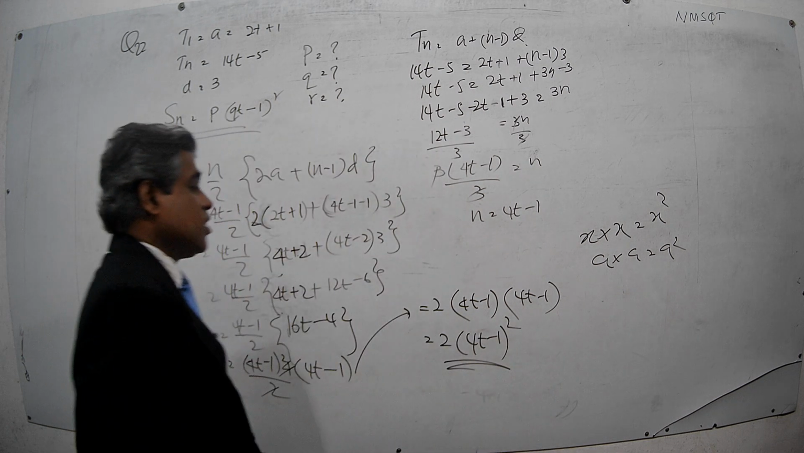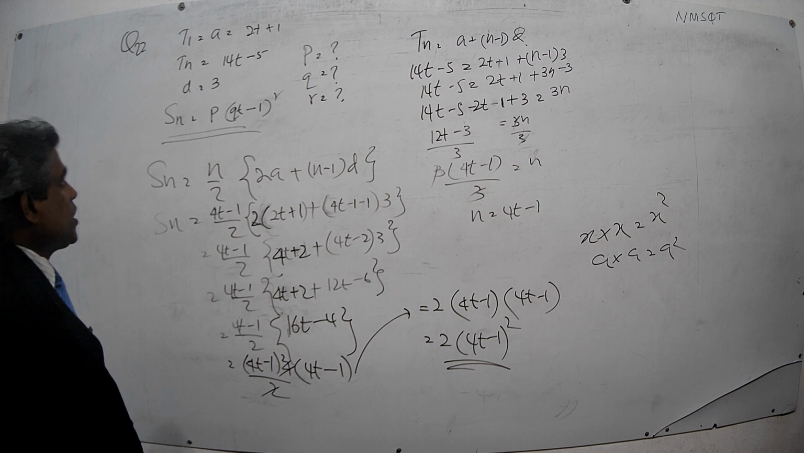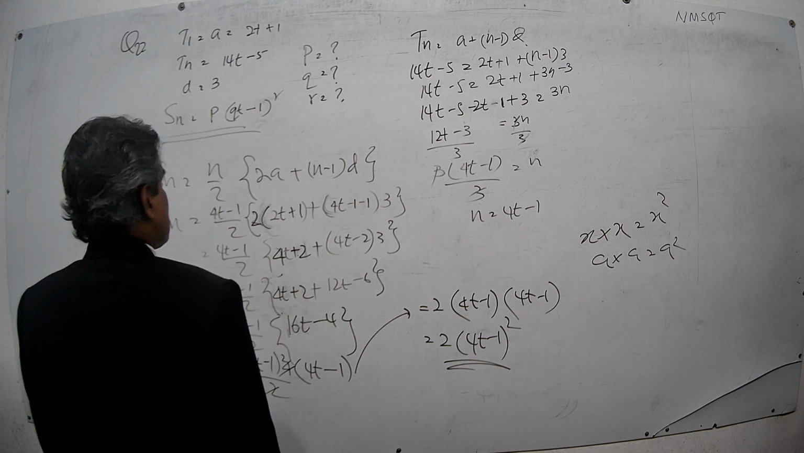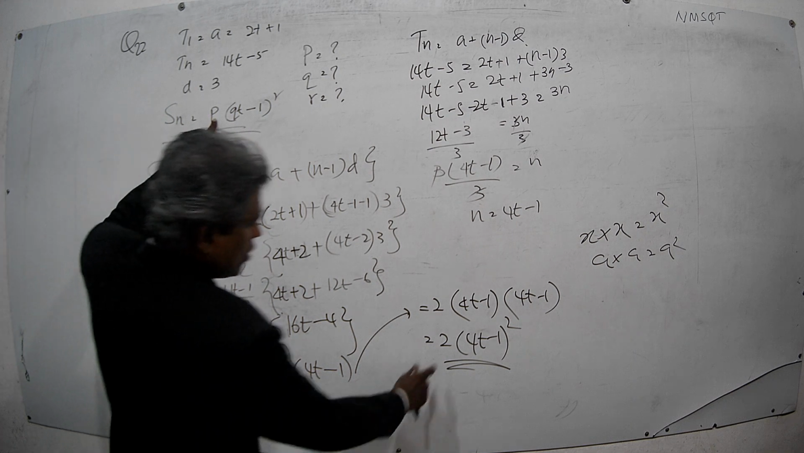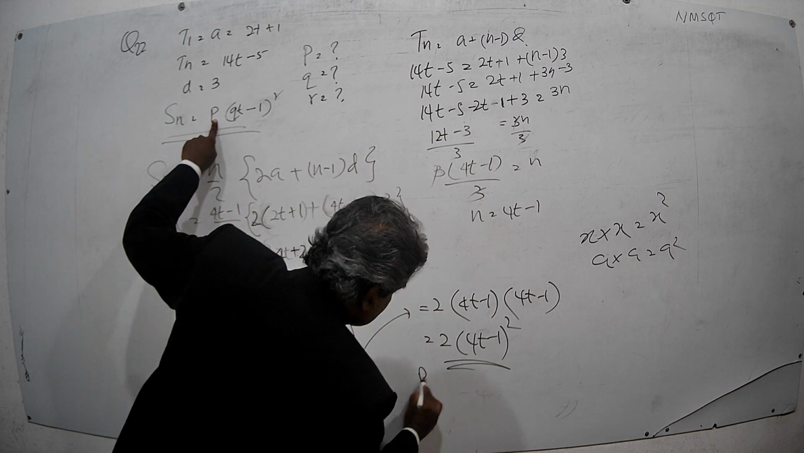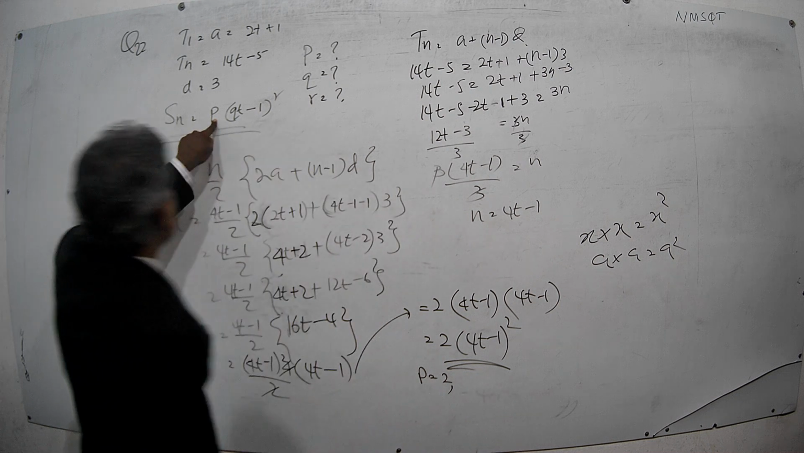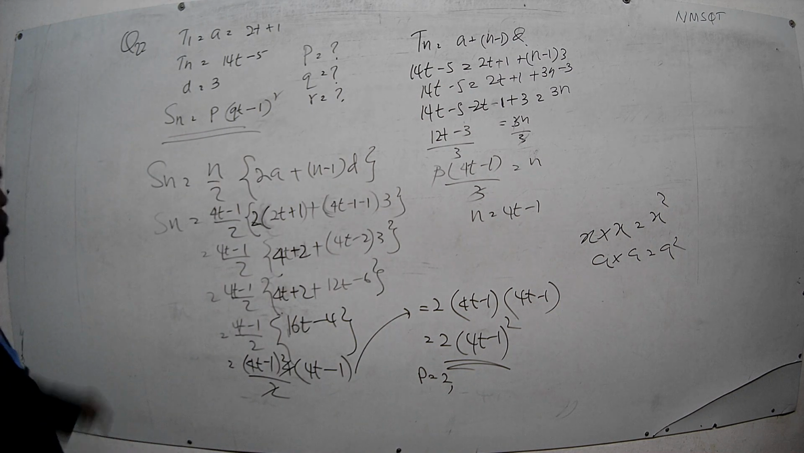Right. Then we will find what is in place of P, what is in place of Q, what is in place of R. Here, in place of P is what? 2. Then P equals how much? 2. Then what is in place of Q?